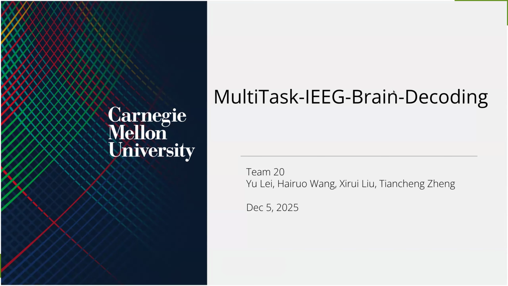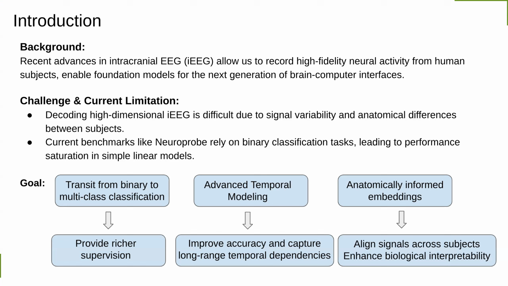Our project, MultiTask-iEEG-Brain-Decoding. Recent advances in iEEG allow us to record high-fidelity neural activities from human subjects, enabling foundation models for the next generation of brain-computer interfaces. However, decoding high-dimensional iEEG remains difficult due to signal variability and anatomical differences between subjects.